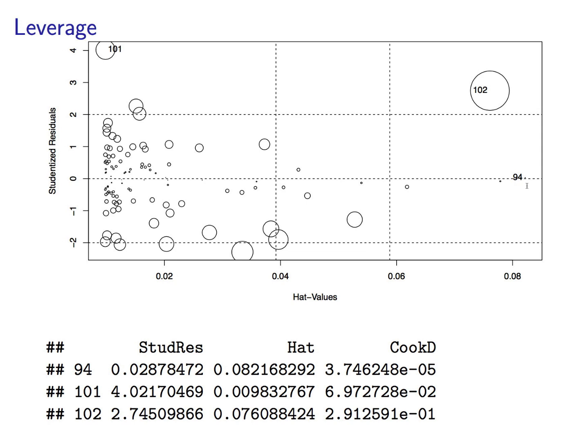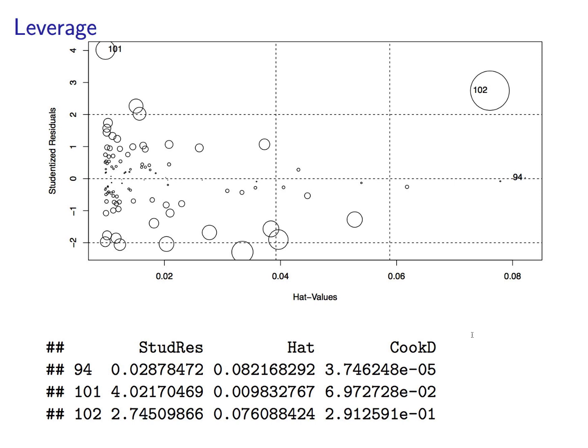Observation 102, on the other hand, has a relatively high influence on the model coefficients and on the predicted values. Its influence on the predicted values is on the order of 8 times the influence of observation 101, and its leverage over the coefficients is about 40 times greater than observation 101. You can see that by looking at these values down here.